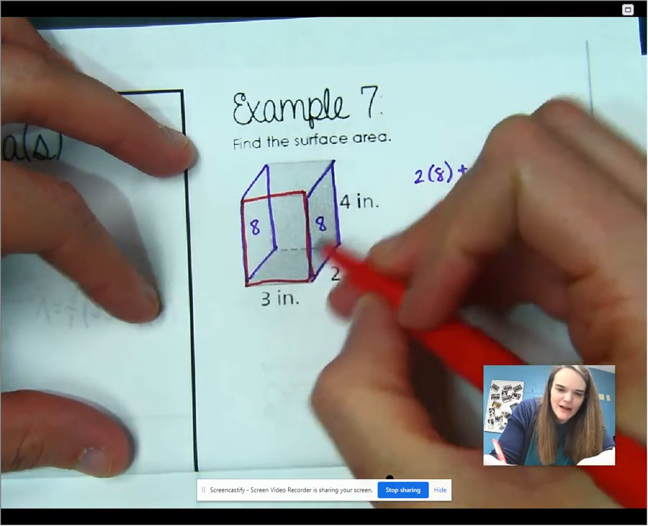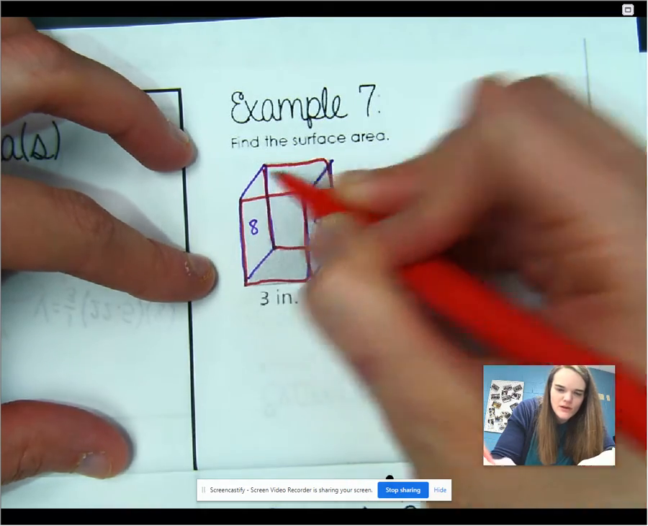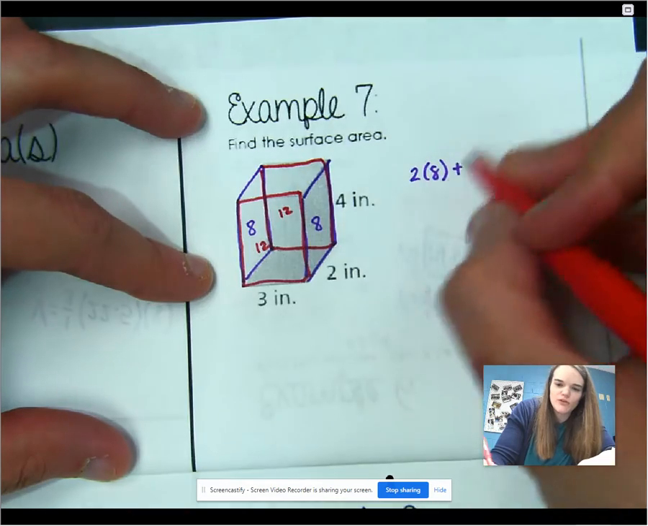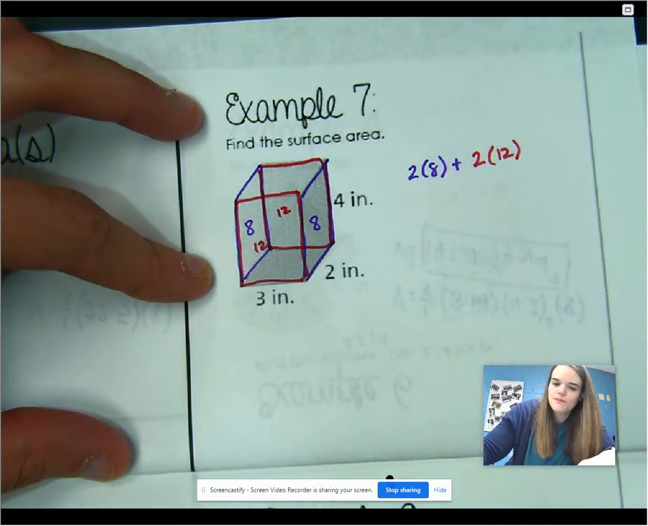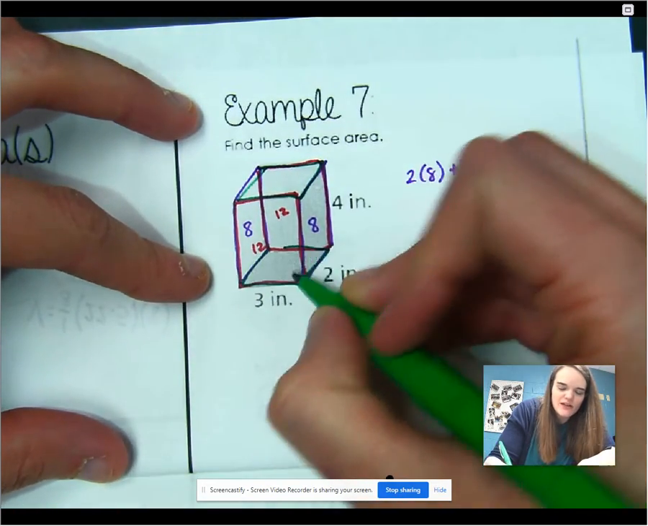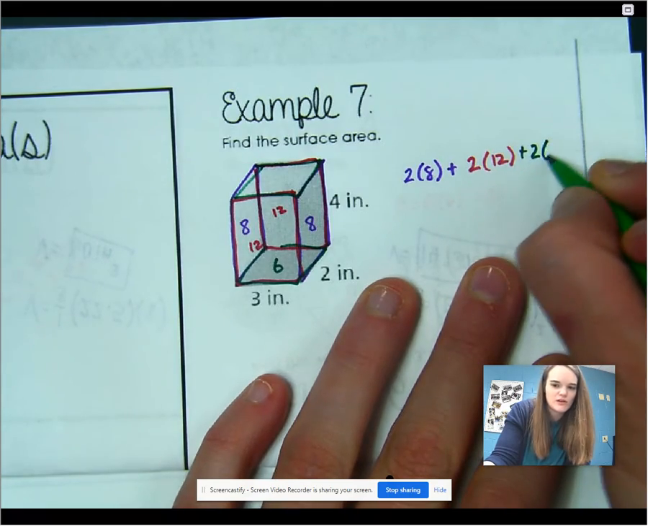Then I have these 2, and they're 4 by 3. And 4 by 3 is 12. So I have 2 12s. And then I have what's considered the bases, these 2. And that's 3 by 2, which is 6. So I have 2 6s.